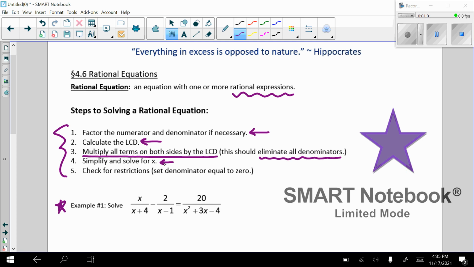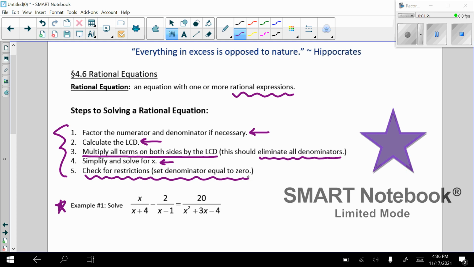When we get our answer or answers, we'll have to check and make sure that we don't have any conflicts with our denominator. We all know that we cannot have a denominator that equals 0. So we're going to have to identify the values that would make our denominator 0 and make sure that our answers don't conflict with that. If they do, we cross it out and we say extraneous solution.